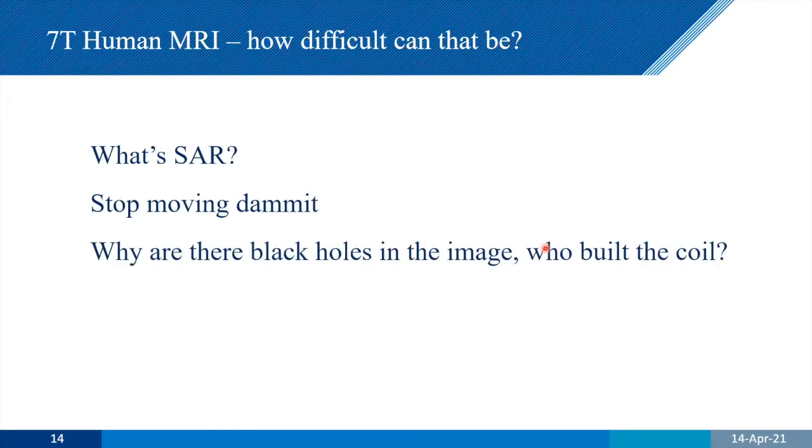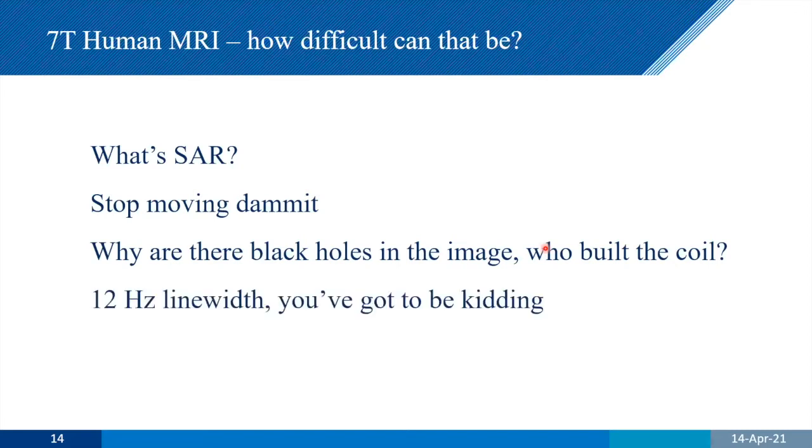And why are there black holes in the image? Why is the temporal lobe here black? Which idiot built the coil here? And then, spectroscopy, everyone's going 12 hertz line width. This is great. I mean, you've got to be kidding. We're used to sub-hertz line widths, okay?